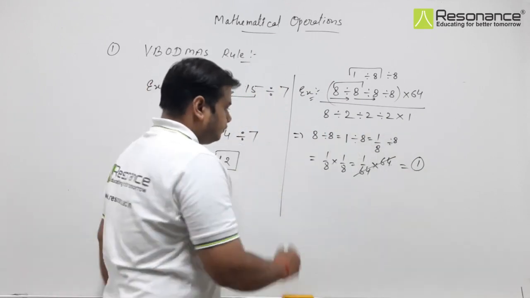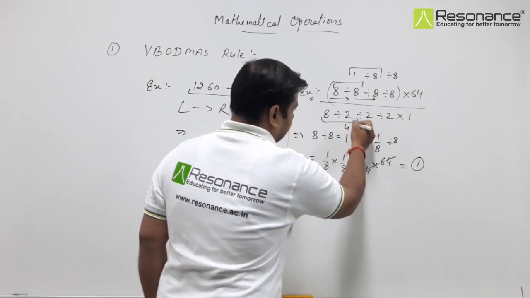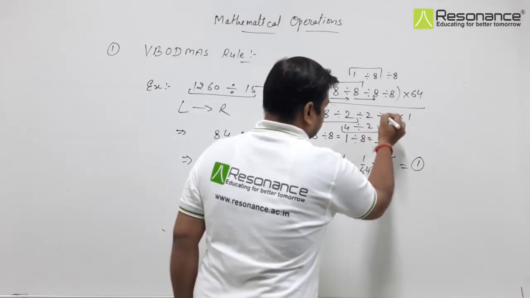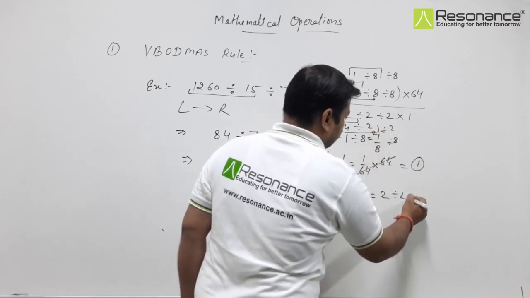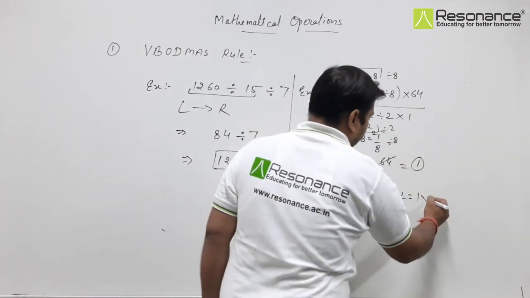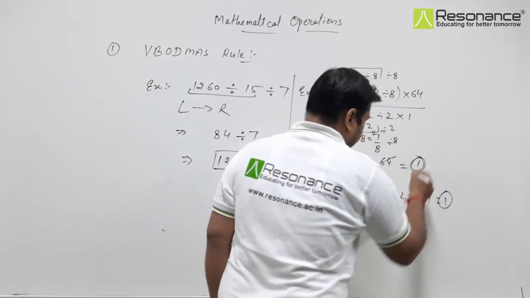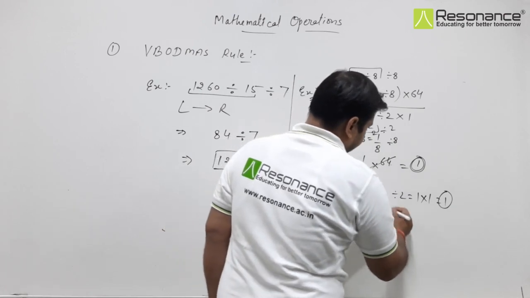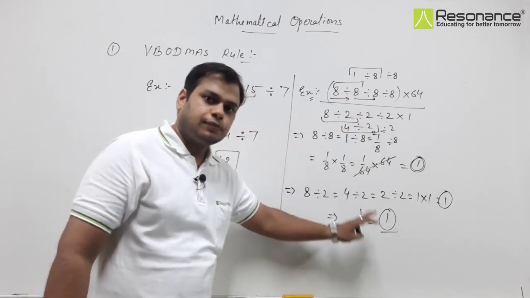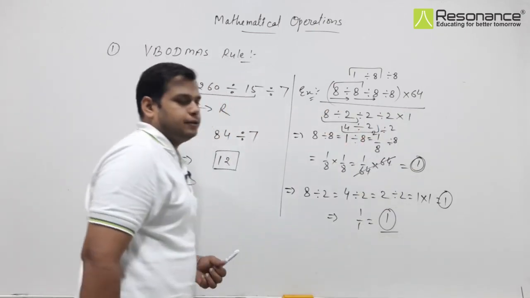Now we have to solve denominator. 8 divided by 2 will give us 4. Now 4 divided by 2 will give us 2. Then 2 divided by 2 will give us 1. Okay, and 1 multiplied by 1 will give us 1. So denominator is also 1, numerator is also 1. So 1 upon 1 can be written as 1. So the answer of this equation is 1. So this is how we have to solve. When we have division in sequence, we have to solve from left to right, always remember this.